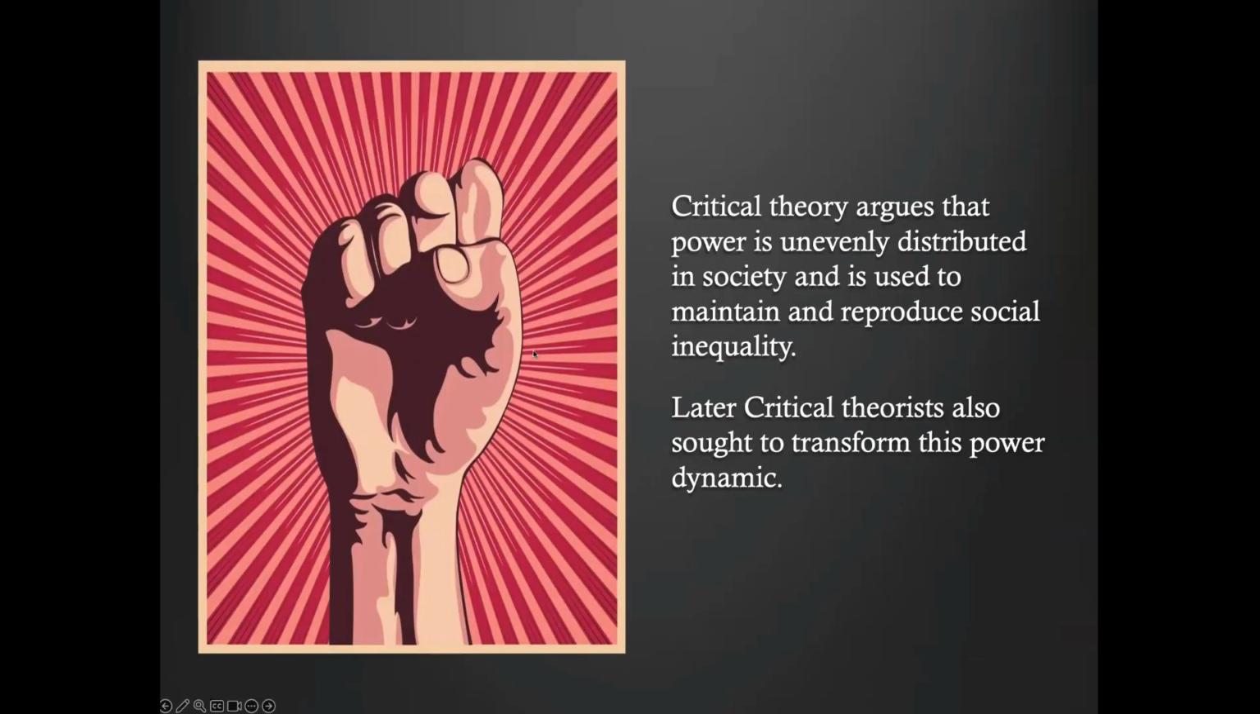Critical theory argues that power is always unevenly distributed in society and is always used to maintain and reproduce social inequality. So whatever form of government you end up with, it's going to privilege some people and exploit others. And the institutions that are created tend to reify that dynamic and reinforce that dynamic. And so the people at the top remain at the top, and the people at the bottom remain at the bottom. Interesting point. Why do things never seem to really change? Why do the people at the bottom tend to stay at the bottom?